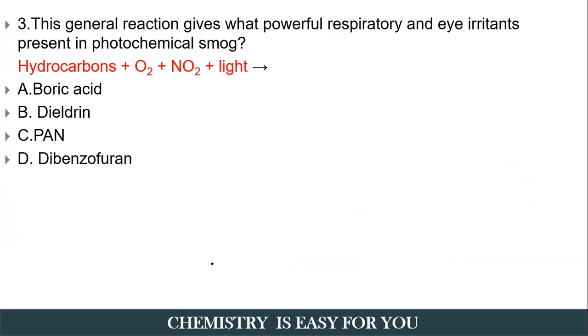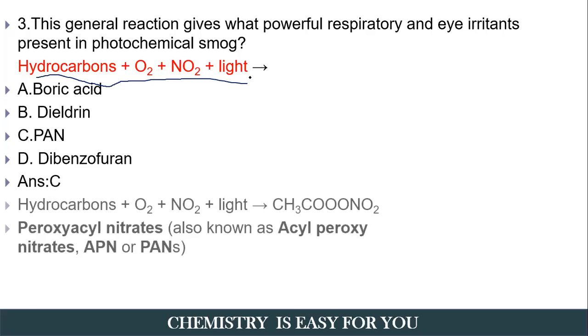Now in the third question, here a general chemistry reaction is given, and this reaction results in a product which is a powerful respiratory and eye irritant, and it is present in photochemical smog. So what is the answer? Hydrocarbon, oxygen and nitrogen dioxide combine in the presence of light to form which of the following? The answer is option C, PAN or peroxyacyl nitrates.